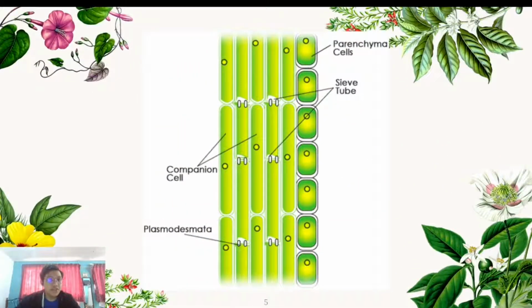This diagram shows the parts of the phloem tube. So we have the parenchyma cells lining the sides of the phloem tube, and we can see that the phloem tube is made of components such as the sieve tubes, companion cells, as well as plasmodesmata.